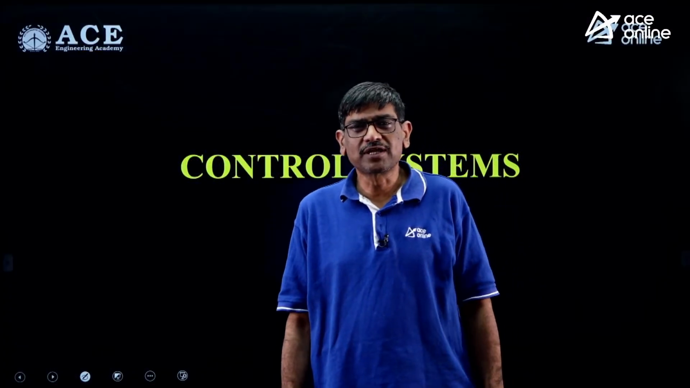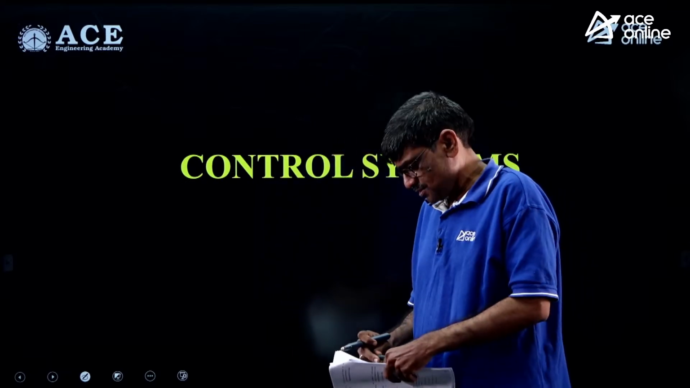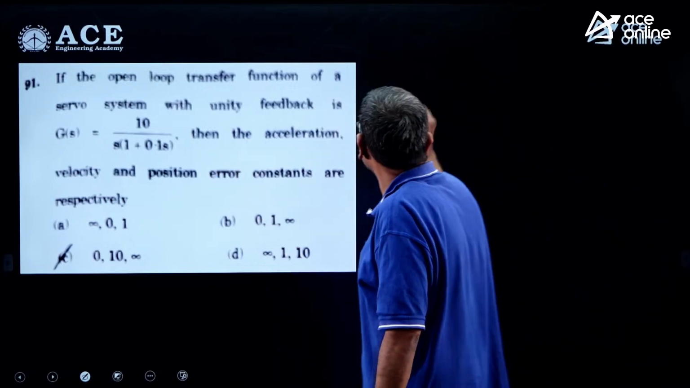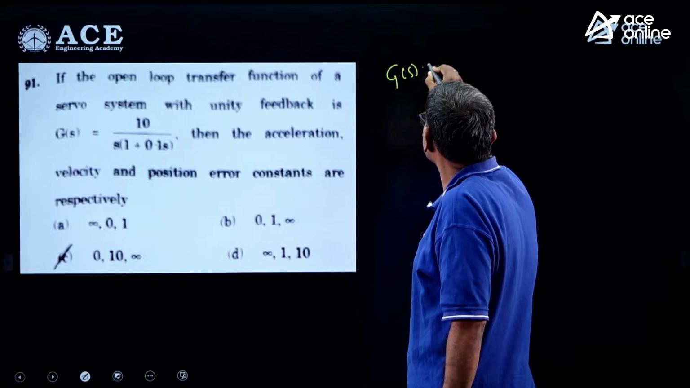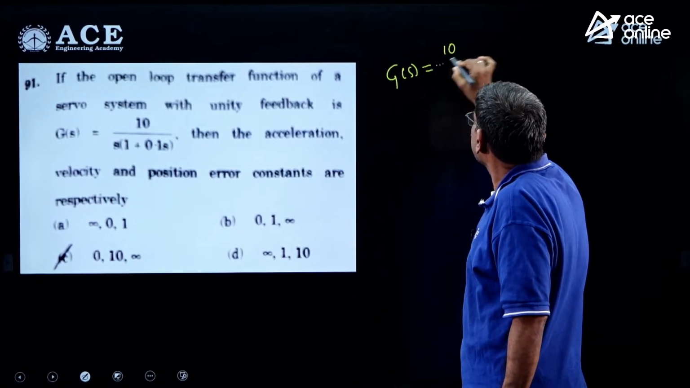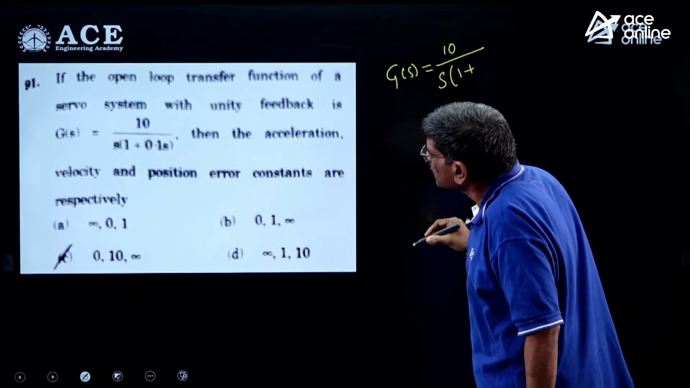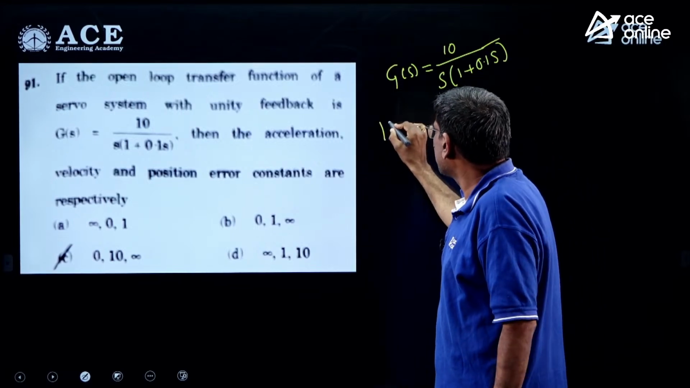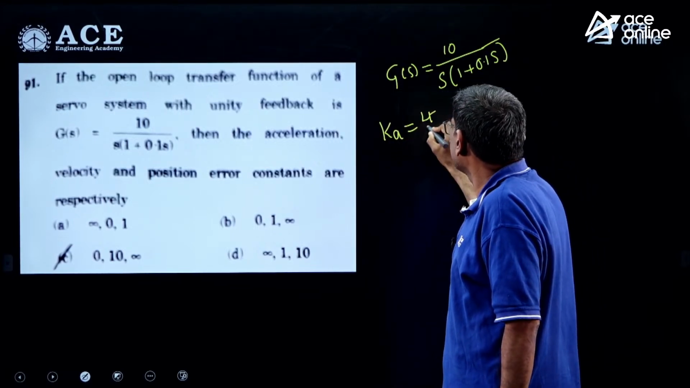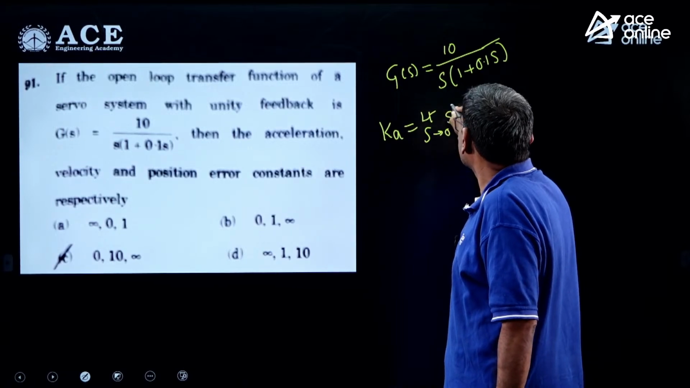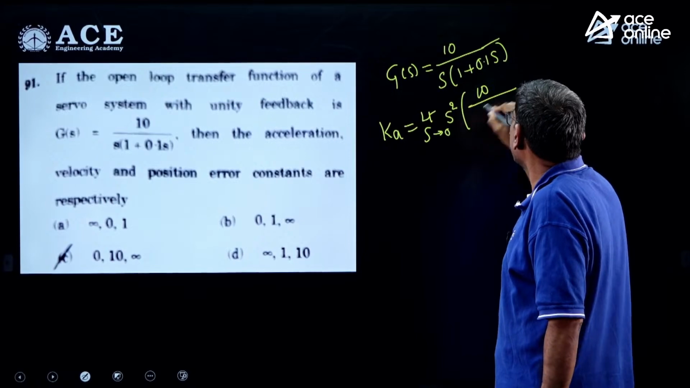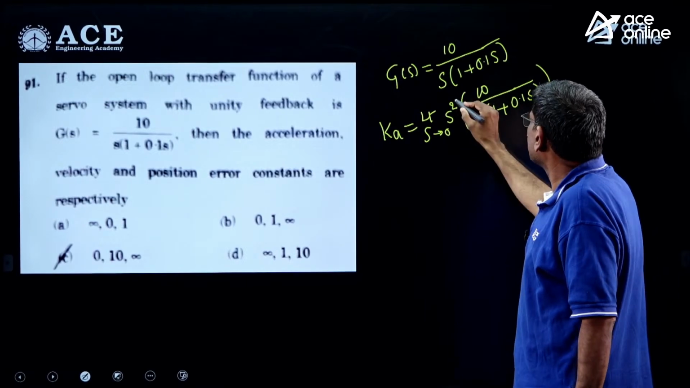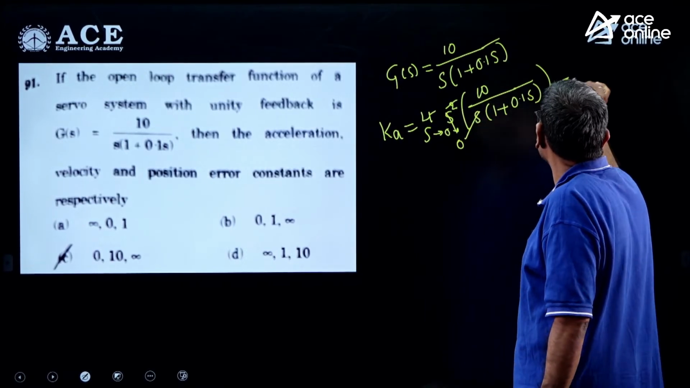In control system, 10 questions came. So all are easy questions. The first one: the open loop transfer function of a system is given as G(s) equals 10 divided by s into (1 plus 0.1 s), and it is asking for the acceleration error constant Ka equals limit s tends to 0 of s square into G(s). If you solve it, 10 divided by s into (1 plus 0.1 s), one s cancels, and if s tends to 0 you substitute, you will get 0.